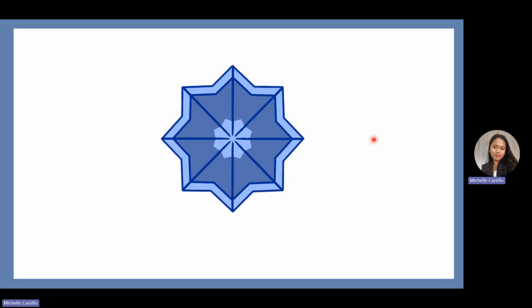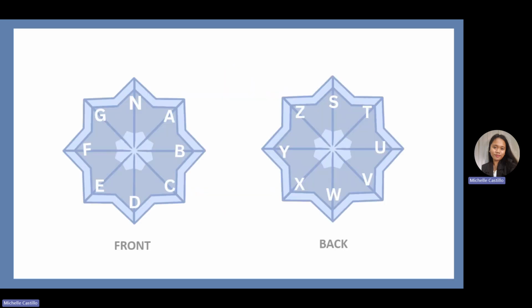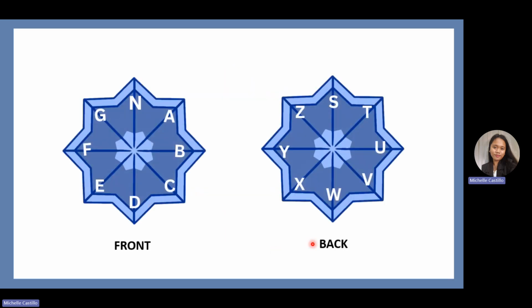And this is my model. This is the front and this is the back. So at the front, we have M, A, B, C, D, E, F, and G, while at the back, we have S, T, U, V, W, X, Y, and Z.